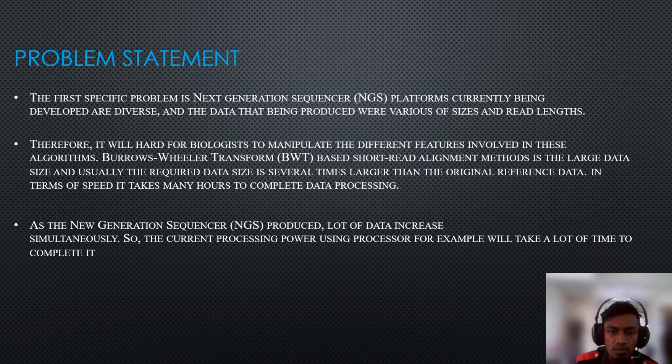The Burrows-Wheeler transform BWT based short-read alignment methods have a large data size, and usually the required data size is several times larger than the original reference data. So, in terms of speed, it takes many hours to complete the data processing. As the new generation NGS produces a lot of data simultaneously, the current processing power using a processor, for example, will take a lot of time to complete it.